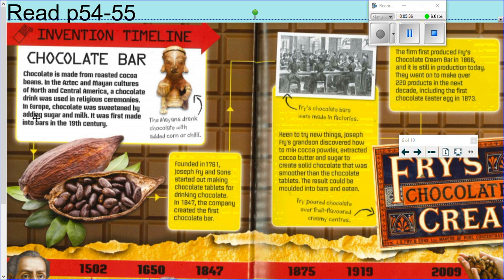In Europe, chocolate was sweetened by adding sugar and milk. It was first made into bars in the 19th century. And then here we've got this image. The Mayans drank chocolate with added corn or chili. Is that how you drink your chocolate?